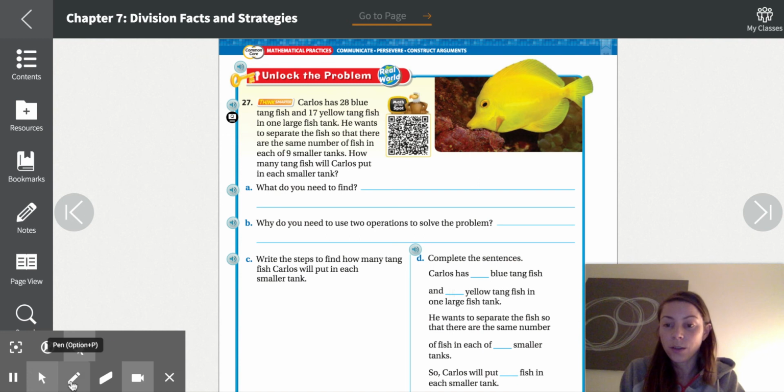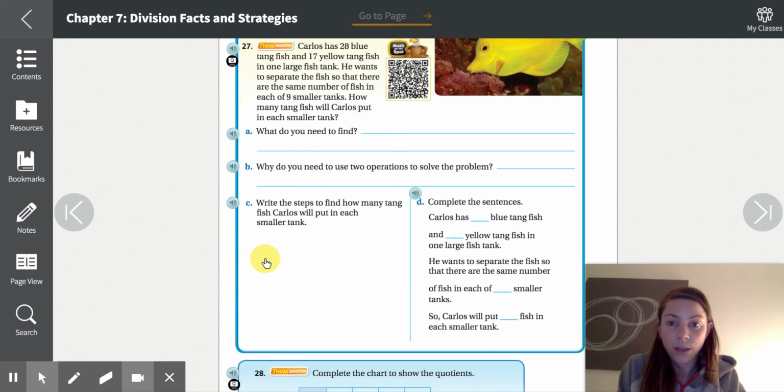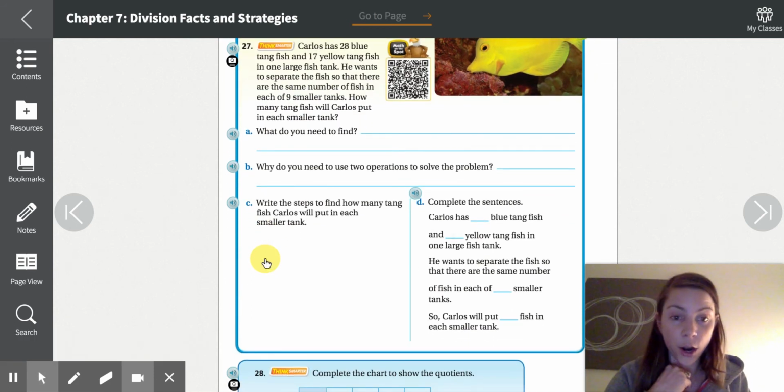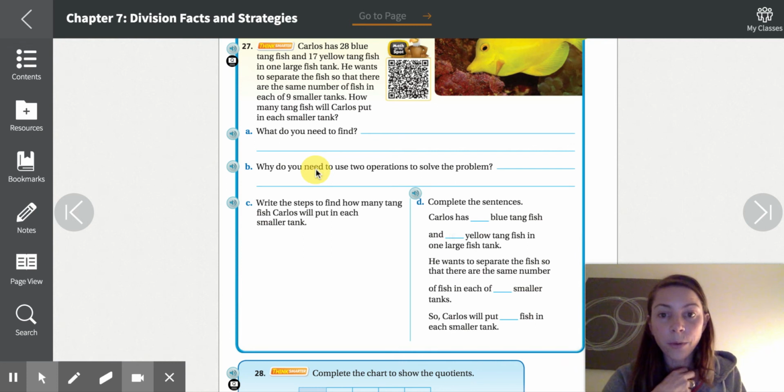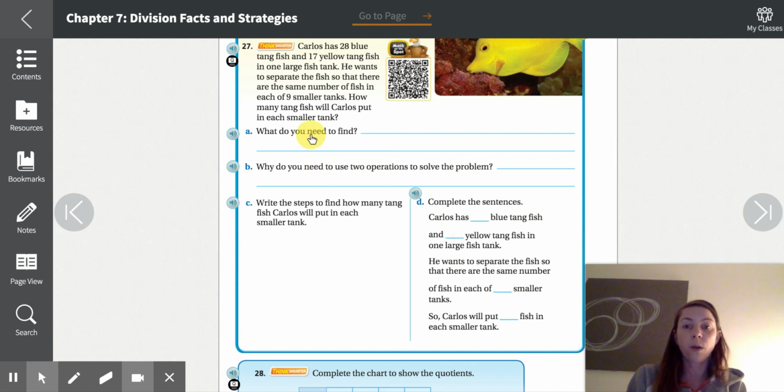Okay, so this problem says Carlos has 28 blue tang fish and 17 yellow tang fish in one large fish tank. He wants to separate the fish so that there are the same number of fish in each of 9 smaller tanks. How many tang fish will Carlos put in each smaller tank?